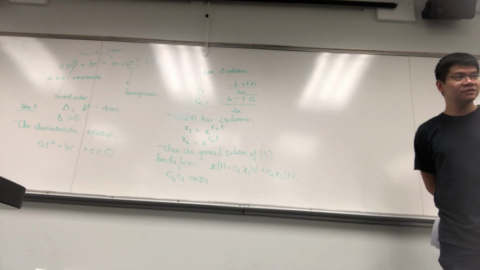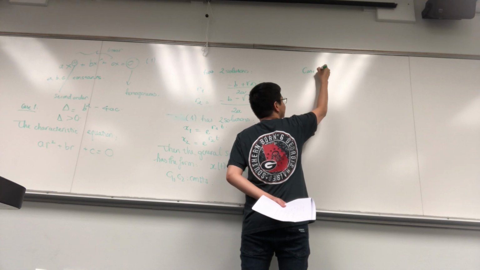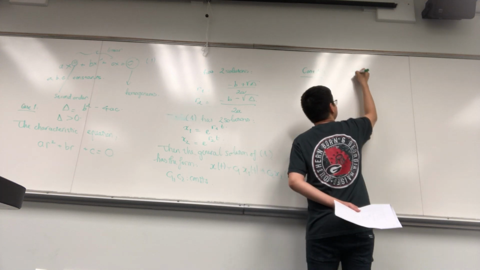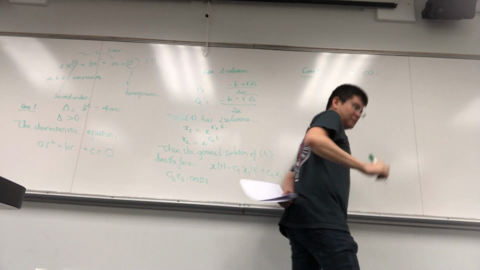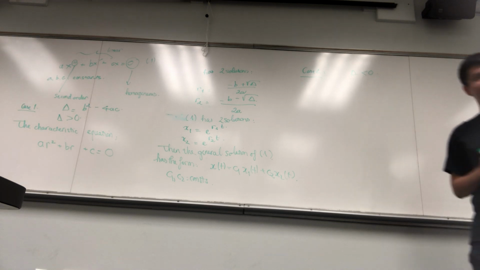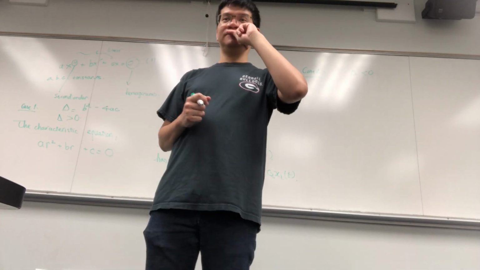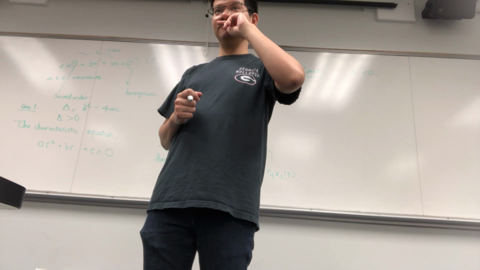Right? Questions? So case number 2, which is also important, is when delta is negative. When delta is negative, from last time, how many solutions do we have for the quadratic form? Yes, 2. What are they? R1 is negative b plus i times the square root of delta over 2a, and R2 is negative b minus i times the square root of delta over 2a.